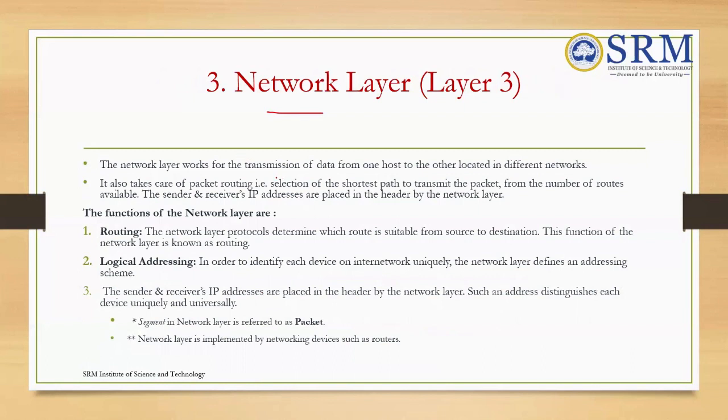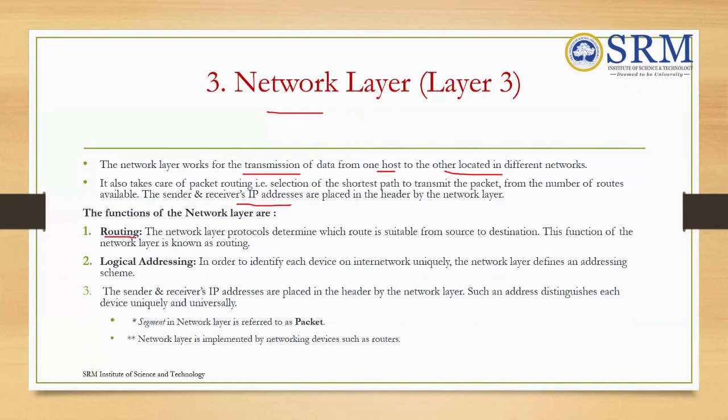In the network layer, the main work is transmission of data from one host to another located in different networks. So until now we just thought about multiple devices in one network, but now you enter into two different types of network. To send the data into a different environment, we have to include the sender and receiver IP address. So in that case, what are the important properties?